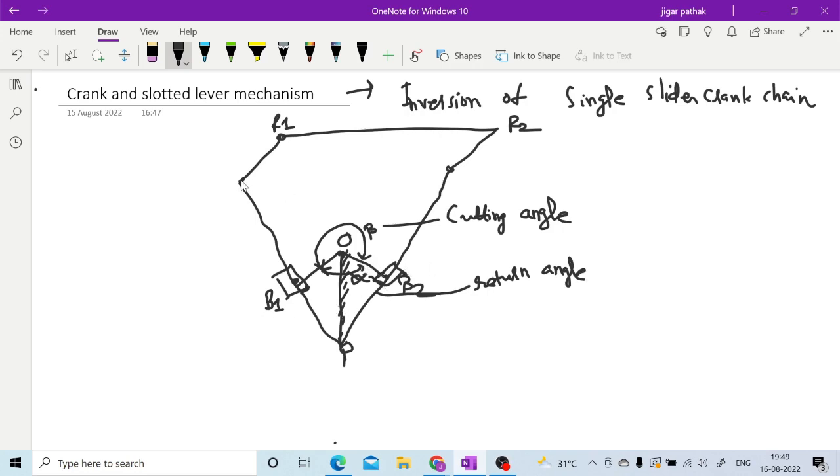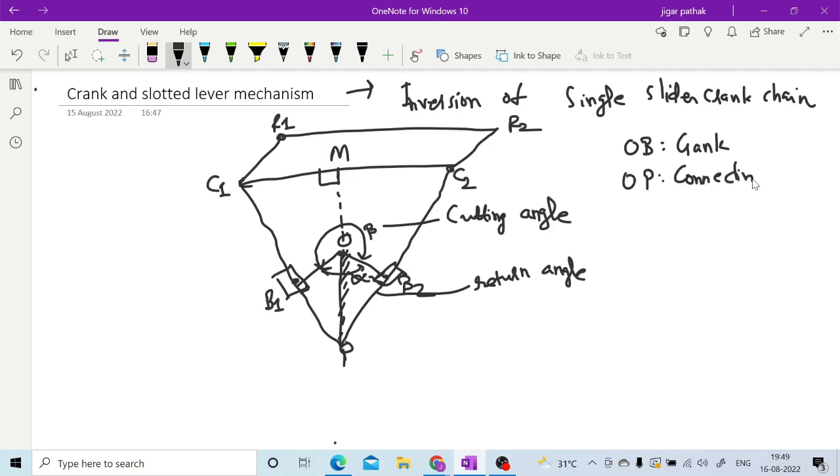So now here let us say these are C1 and C2. According to B1 and B2 you will have your C1 and C2. If you see here also, you will have this particular perpendicular, let us call it M. So here in this single slider crank chain, your OB is the crank, your OP is the connecting rod, and your PC is the slotted lever.